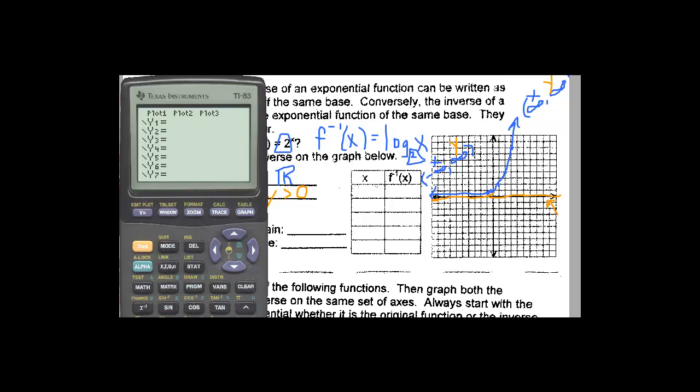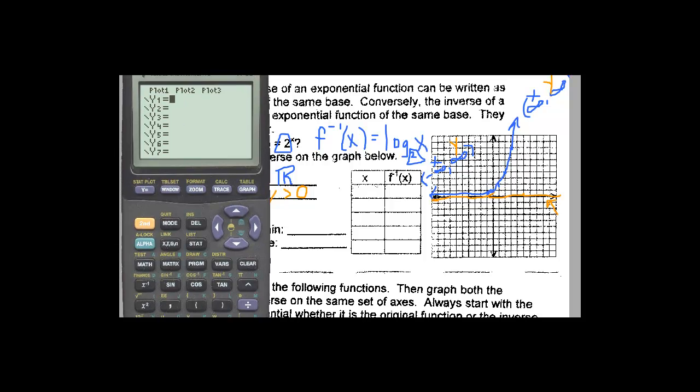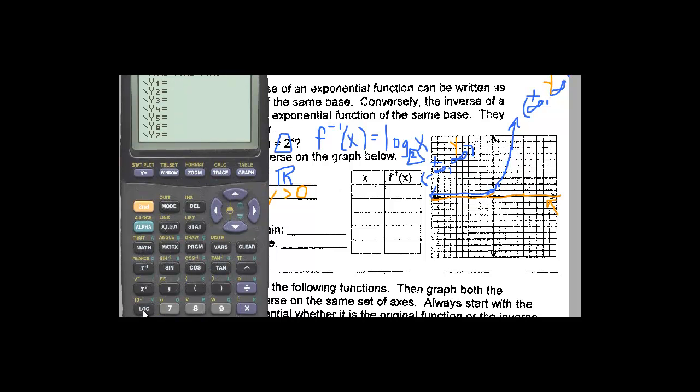So let me clear it. Move this up so you can see. I'm going to put in log x, because this is the big number here. Whatever this number is, the same number goes inside the parentheses. Division, log again, base 2.